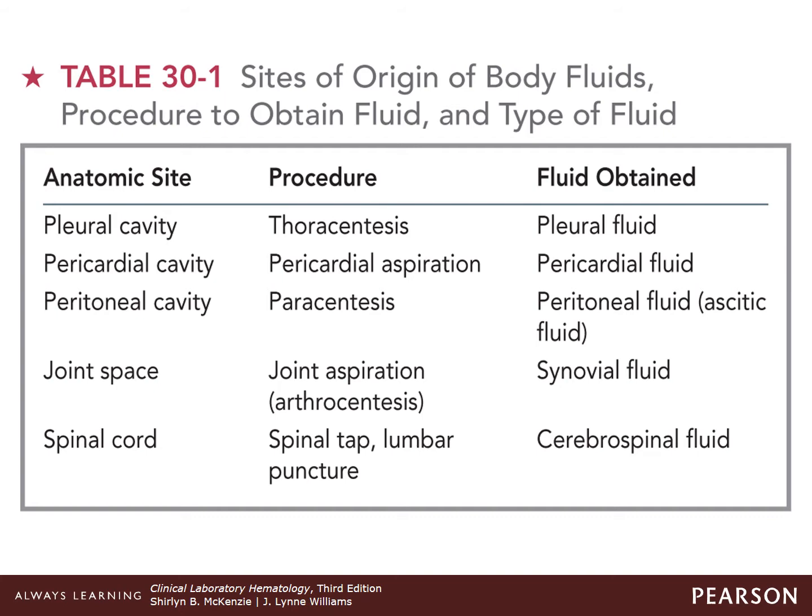In the peritoneal cavity or the abdominal cavity, the procedure is a paracentesis where they pull out ascitic fluid or peritoneal fluid. Now you can have any kind of joint aspirated, which is called an arthrocentesis. A lot of the times when people have injuries, they get fluid removed from the knee, from the elbow, or from the wrists, depending on what joint is inflamed. The spinal cord is a lumbar tap or lumbar puncture, and here we get fluid obtained, which is cerebral spinal fluid.